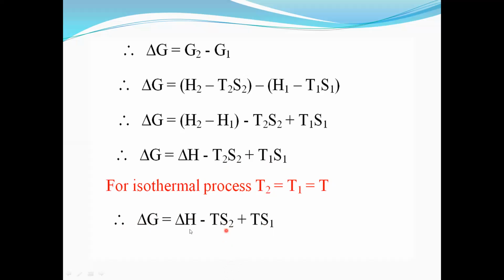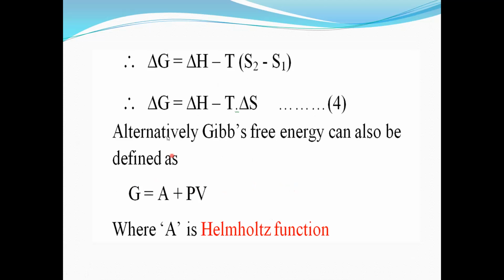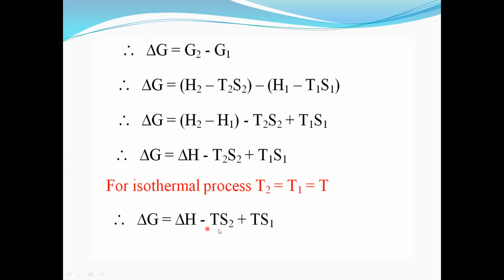Now see, what is common in this? Delta H minus TS2 plus TS1. T is common here. Here also T and here also T. So we can take T common in the next step. Therefore delta G is equal to delta H minus T, we took it common. See, from this, taking minus T common, what will remain in the bracket? S2 minus S1.